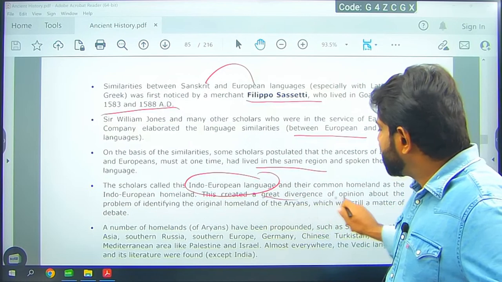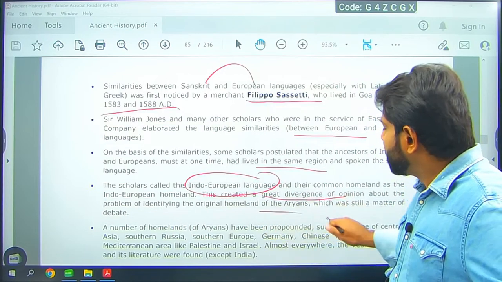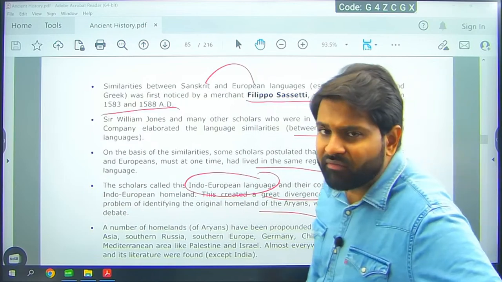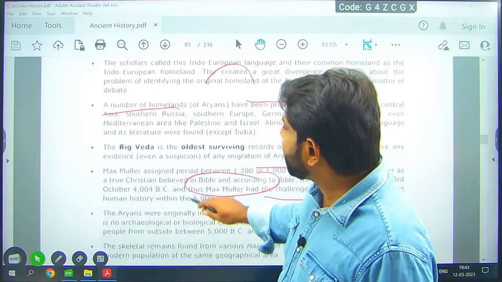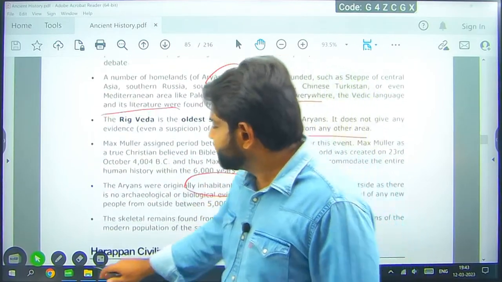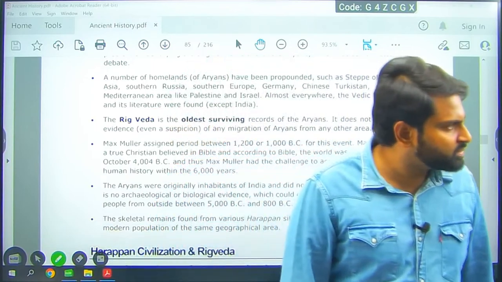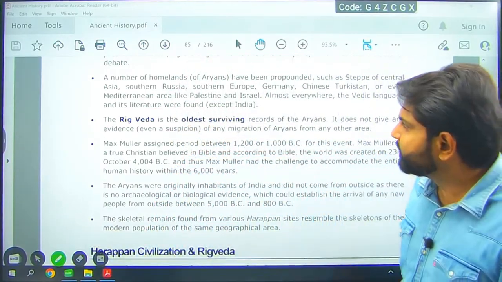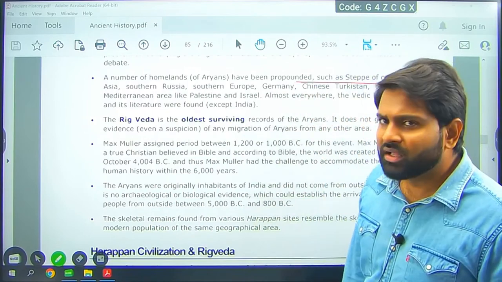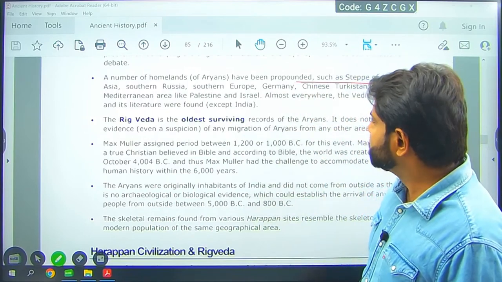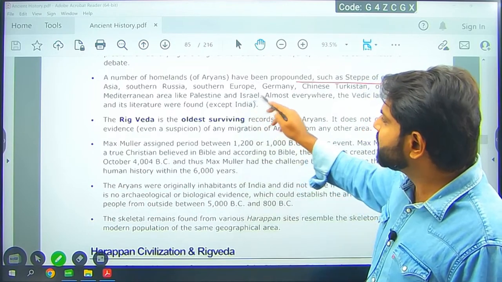This created a great divergence of opinion about the problem of identifying the original homeland of the Aryans, which is still a matter of debate. Where did they come from? What is the original homeland of the Aryans? A number of homelands have been propounded, such as the steppe of Central Asia, Southern Russia, Southern Europe, Germany, Chinese Turkestan, or even the Mediterranean area like Palestine, Israel.